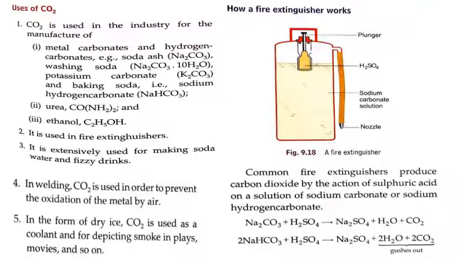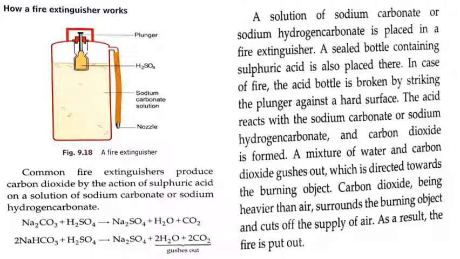How a fire extinguisher works is our next topic. So, they have shown an image of a fire extinguisher. We will see how it is working. Common fire extinguishers produce carbon dioxide by the action of sulfuric acid on a solution of sodium carbonate or sodium hydrogen carbonate. So what is happening is they have taken the solution.